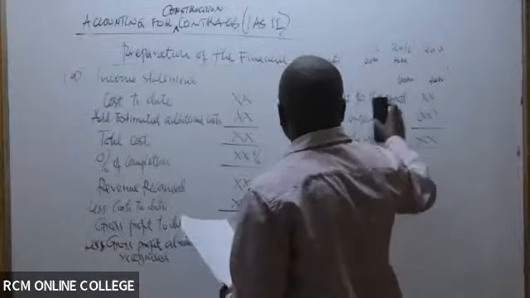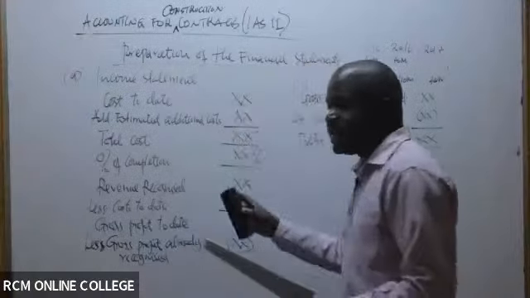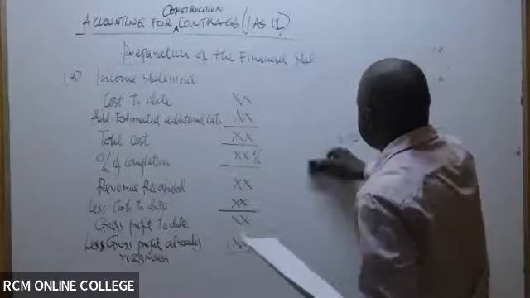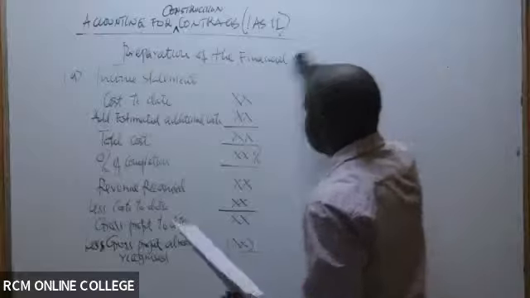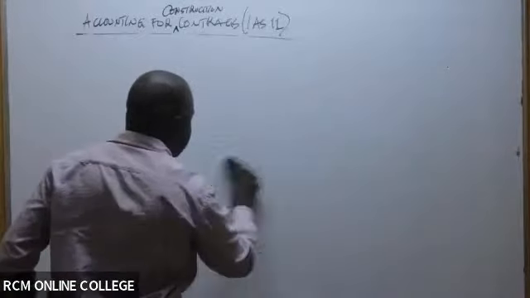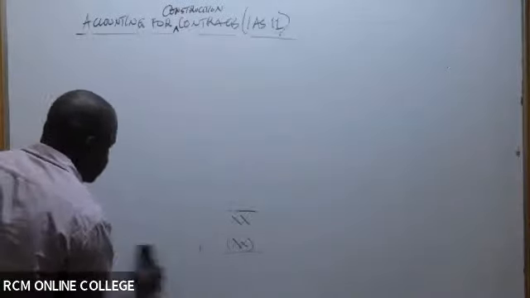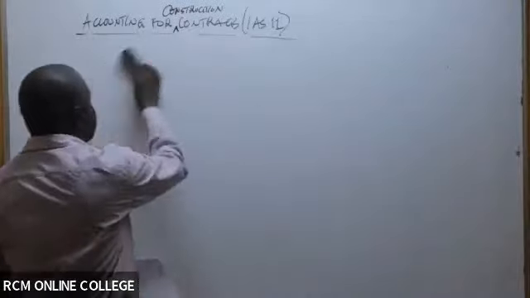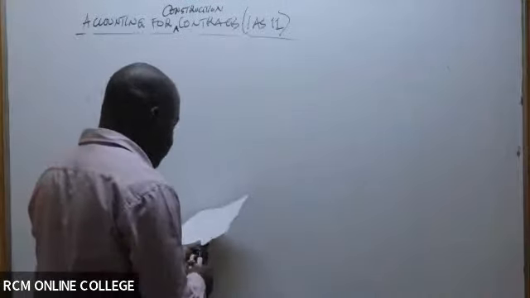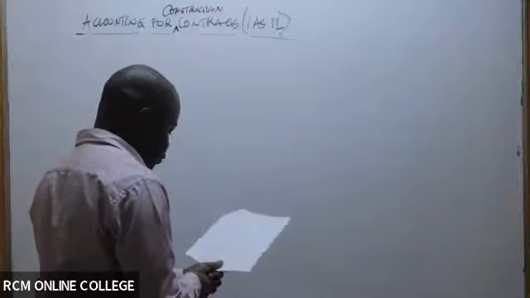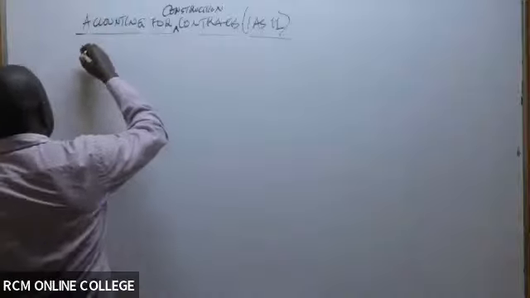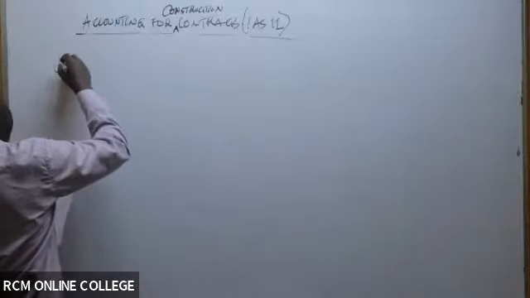So now in this case, I want us to look at how you present the statement of financial position, how you present the statement of financial position for you as a contractor. So, presentation of statement of financial position. We have in this case number B, the statement of financial position.